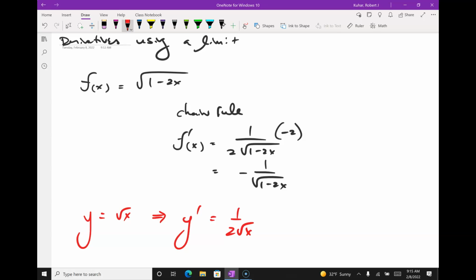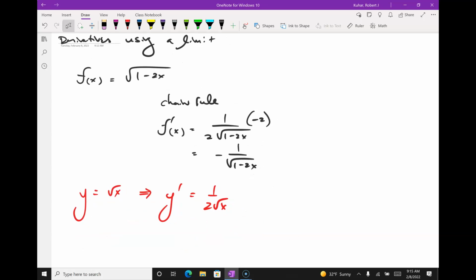This is the essence of the chain rule. You're not supposed to understand it yet. Let me teach it to you after our midterm, okay? Oh no, before our midterm, sorry, because it's in chapter 2.